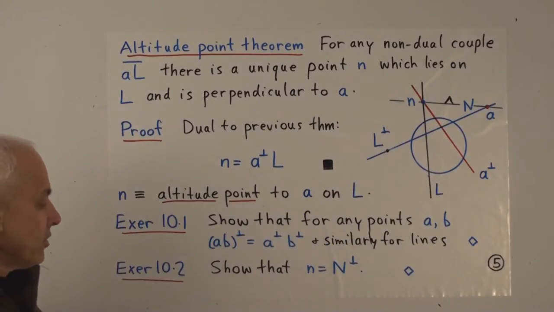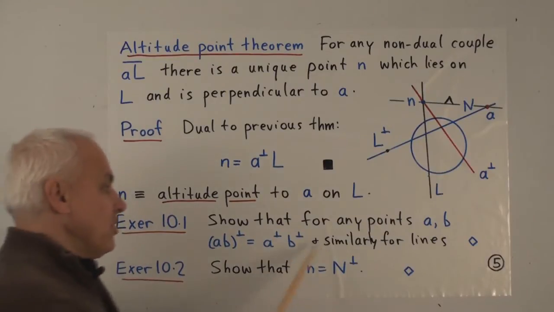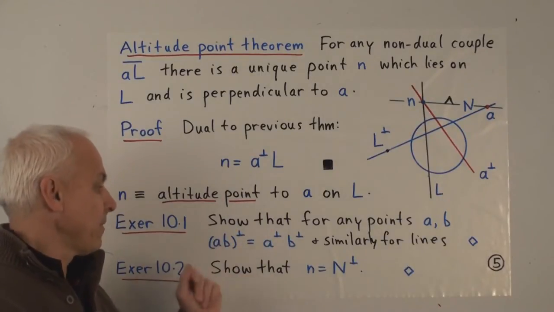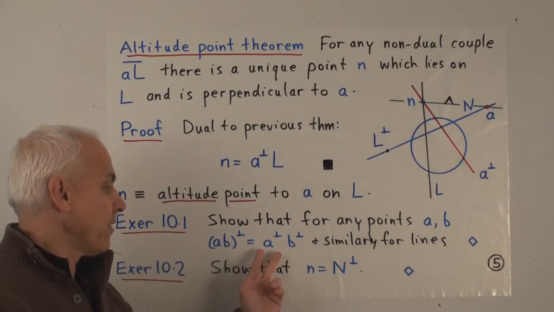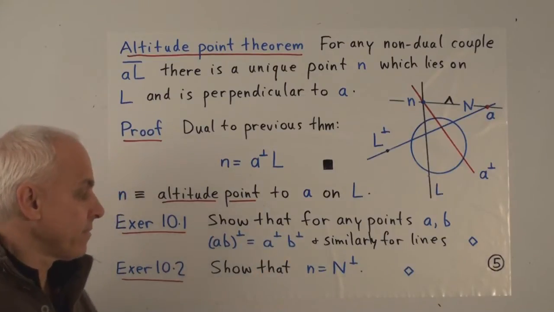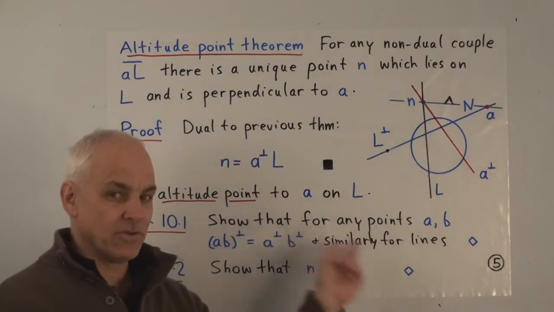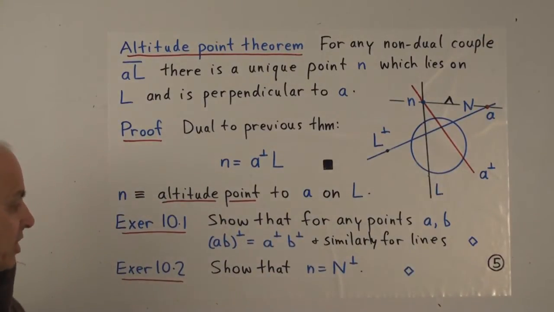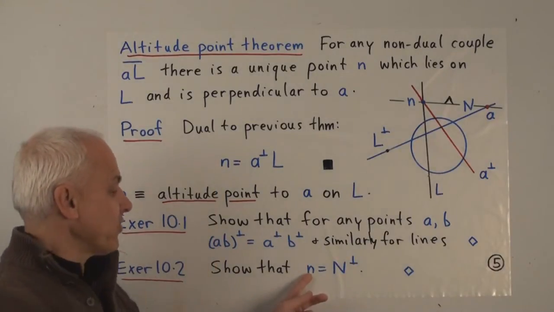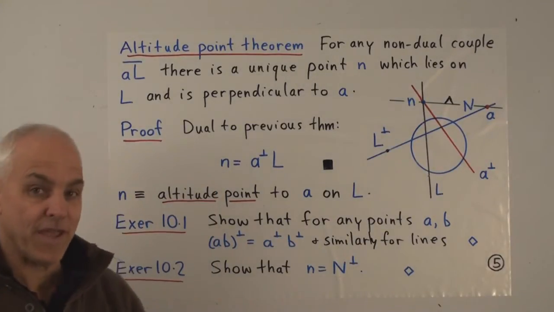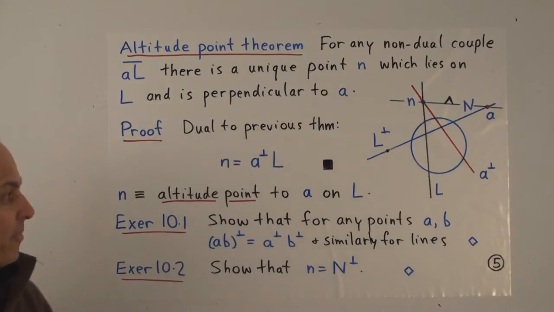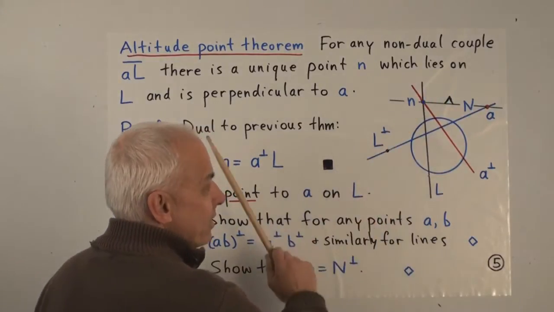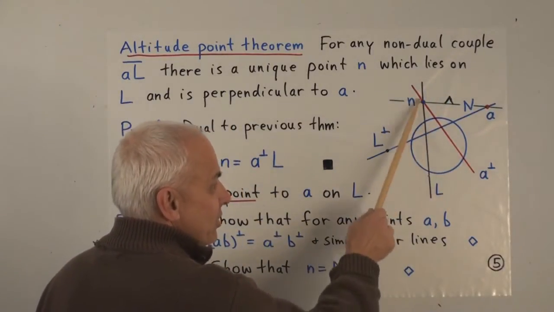So here are two little exercises for you. Show that if you have any 2 points A and B, that the dual of the meet AB is the meet of A perp, B perp. And similarly for lines, so find the dual formulation of that. And in a second exercise, show that the altitude point that we've constructed here is the dual of the altitude line that we constructed in the previous theorem. So as this picture suggests, the line capital N and the point little n are dual to each other.